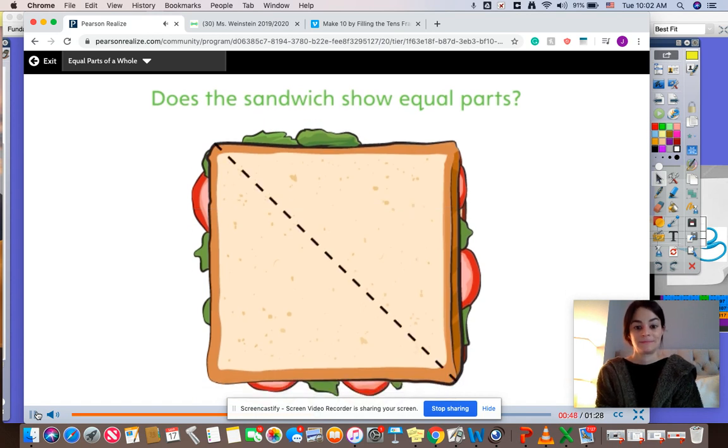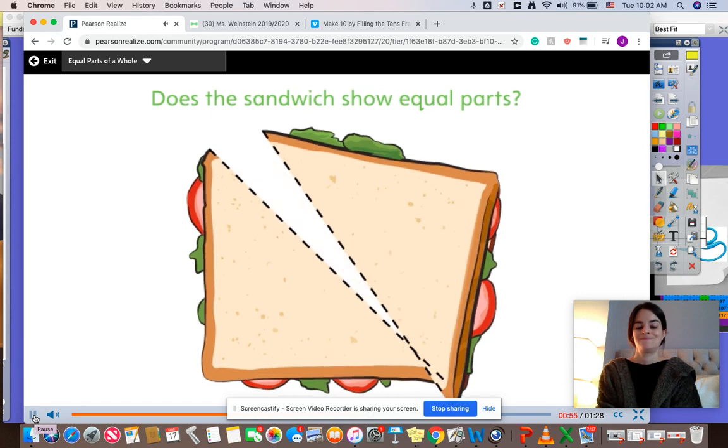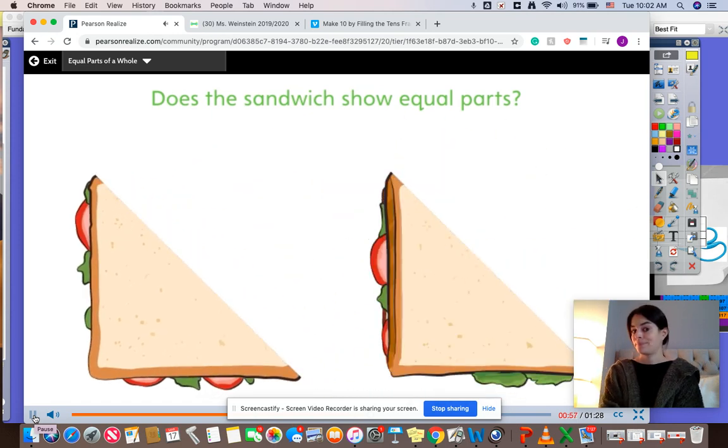If I cut the sandwich like this, will there be 2 equal parts? What do you think? At first, it didn't look like it, but I turned one of the pieces. Each part is the same. The sandwich shows 2 equal parts. If I share this sandwich with a friend, we will each get the same amount.